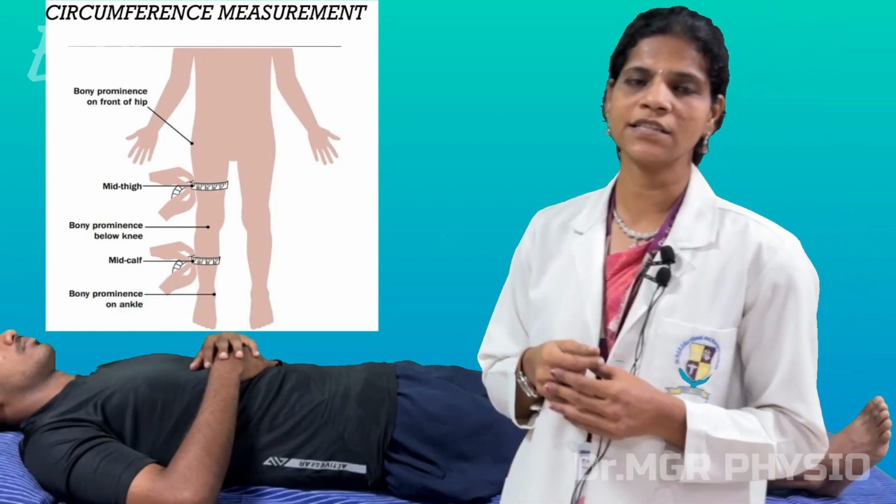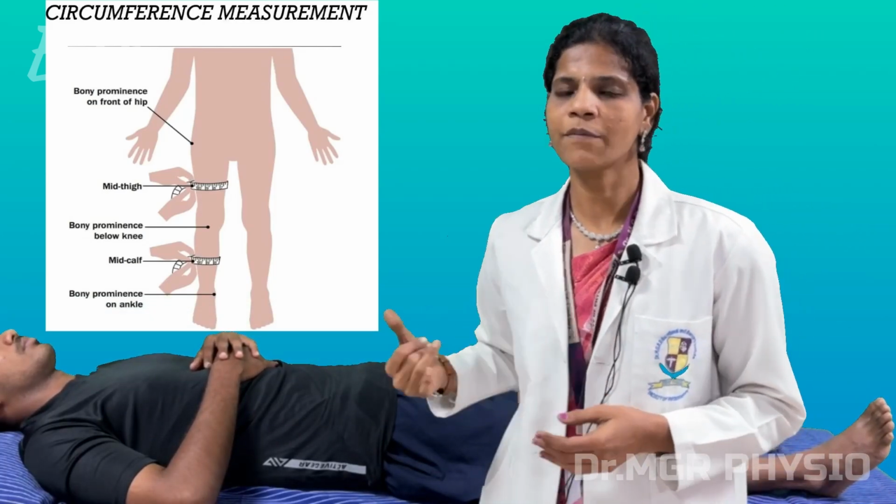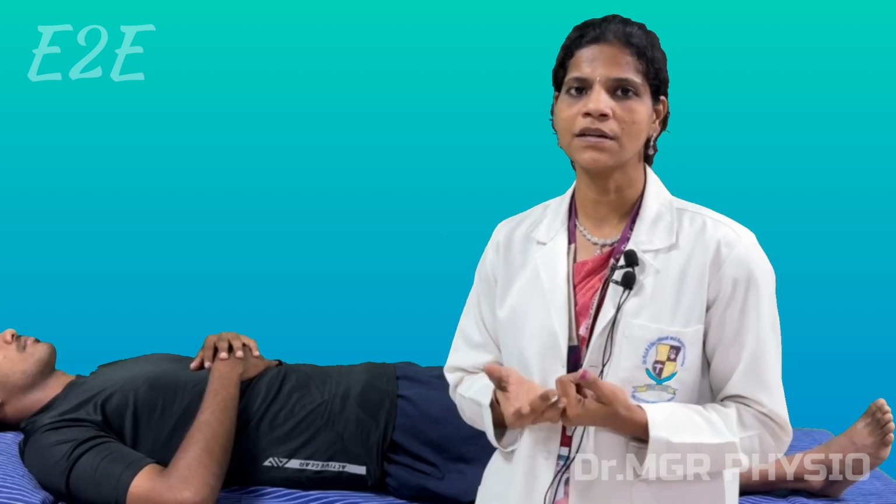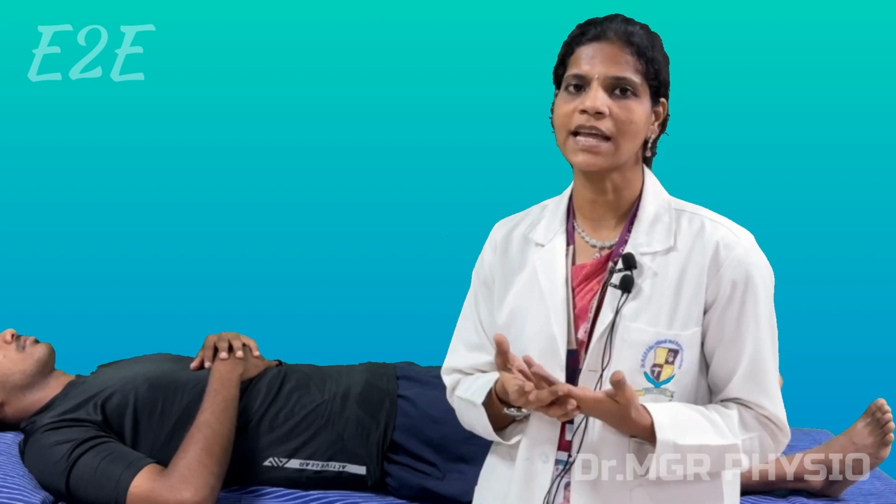The next will be the circumference measurement. We have circumference measurement for each muscle. Now I'm going to show it for the quadriceps muscle. Why do we have to measure the circumference? In some cases, when there is muscle weakness or muscle wasting due to trauma, injury or fracture, there can be massive muscle wasting. That can affect the joint range of movement, or the gait pattern can be affected because of this. So we need to measure the muscle girth every day.